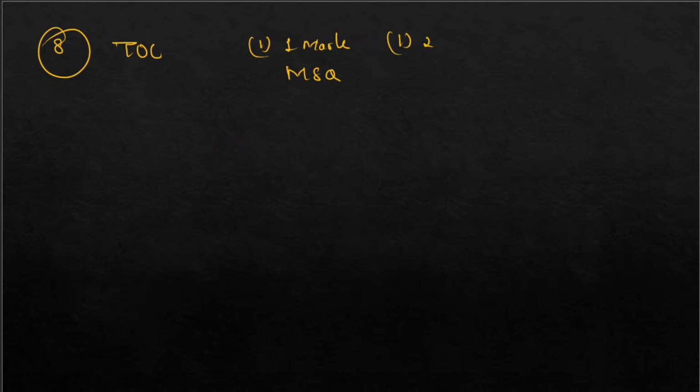And the 8th subject is TOC. In TOC, 1 question came for 1 mark, and that was MSQ type. And 1 question came for 2 marks, and that was also MSQ type. They have focused more on MSQ. MCQ also they have asked, but in the twisting subjects like TOC, CD, they have asked more MSQ type questions than MCQ.